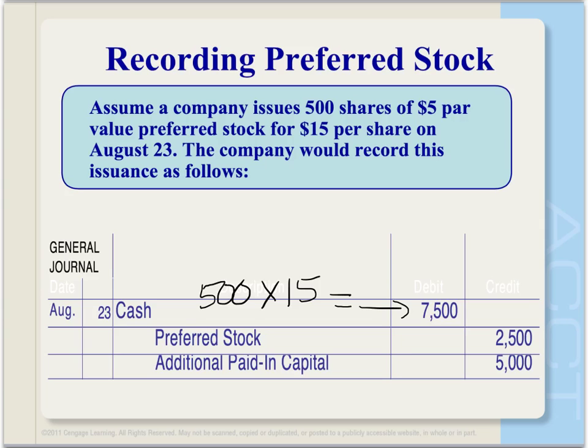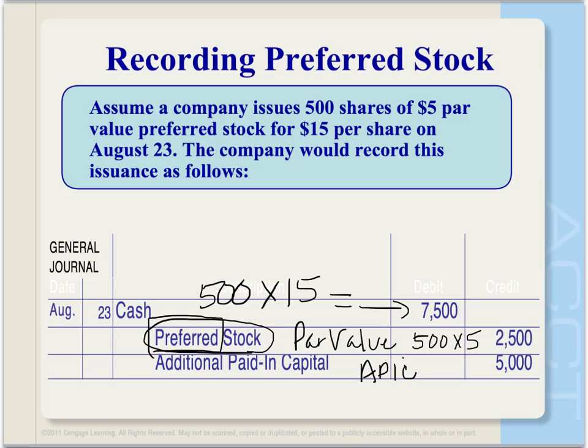And just like common stock, the only amount that can go into preferred stock is the par value. You put the par value in, which would be the 500 shares times the $5 par value, and then the balance goes into that APIC account, just like we did with common stock. And that would be $5,000. So this is exactly the same treatment we did for common stock, except we use the word preferred stock, and that would be the only difference.